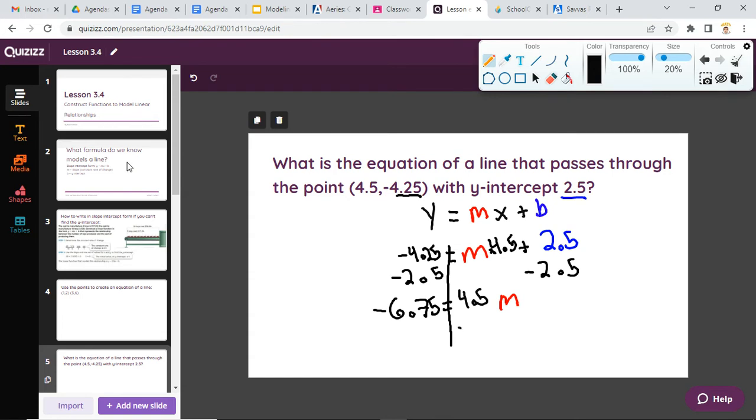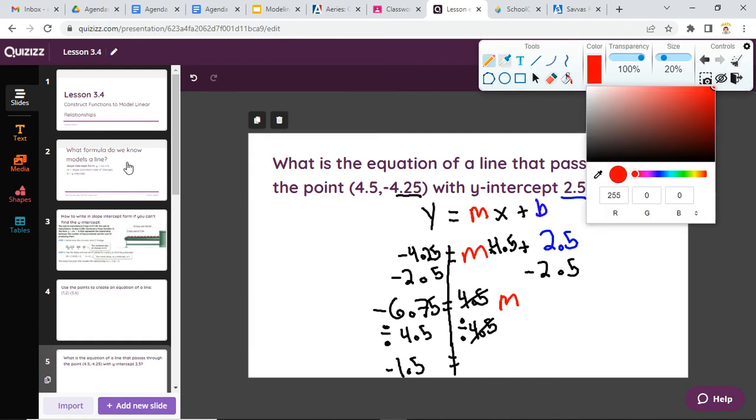All right, the opposite of multiplying by 4.5 is dividing by 4.5. So I'll divide by 4.5 on both sides to cancel out the term touching my m. Whatever you do on one side, you also have to do on the other. And 6.75 divided by 4.5 will give me the number 1.5, or negative 1.5 rather. So that means that m is equal to negative 1.5.